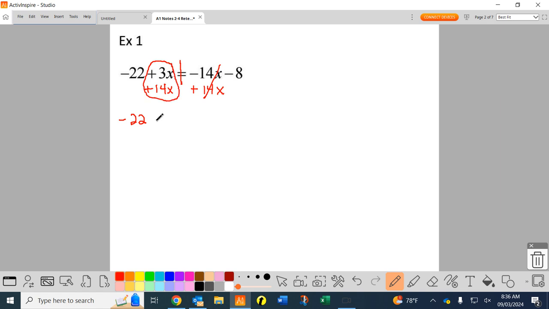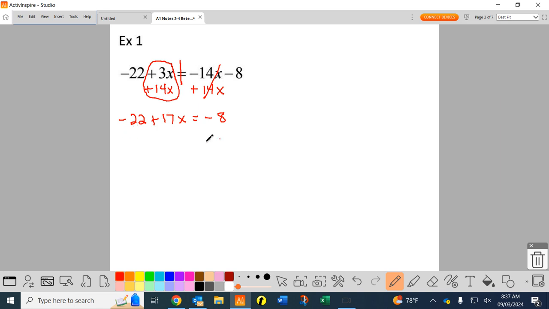Once all the variables are on one side, then it looks like everything we've been doing for the last 2 weeks. Okay, we've got variables on one side. That means we need to move away from the variable. To get the 22 to move away from the variable, we need to add 22 to cancel it out.